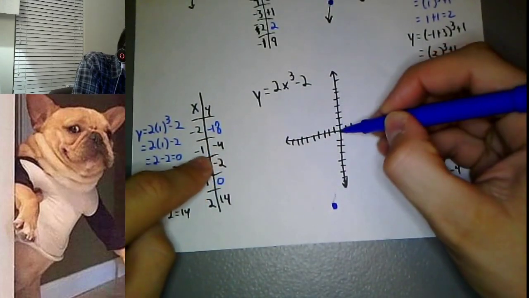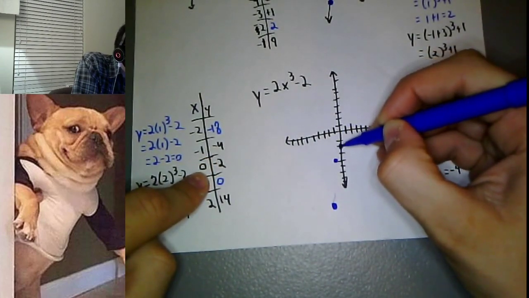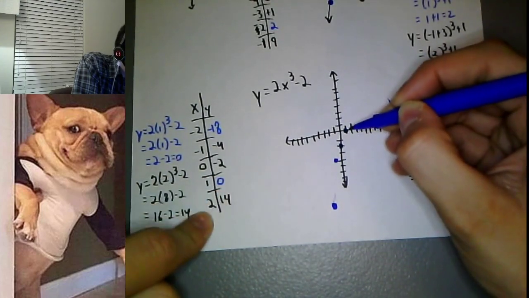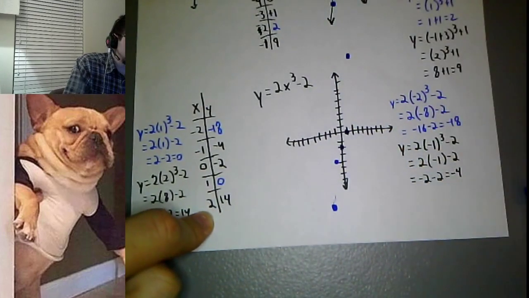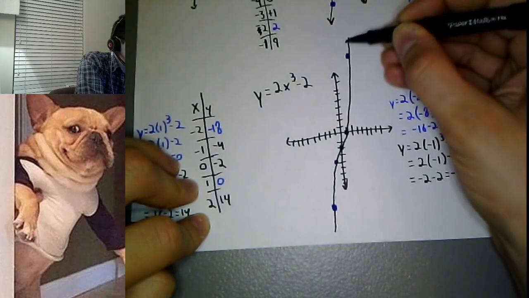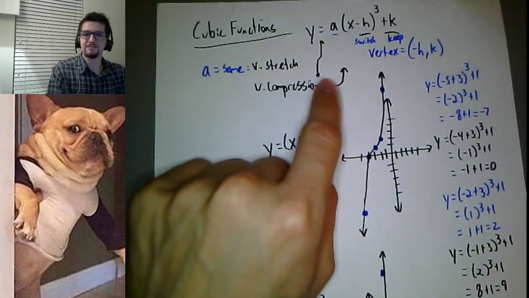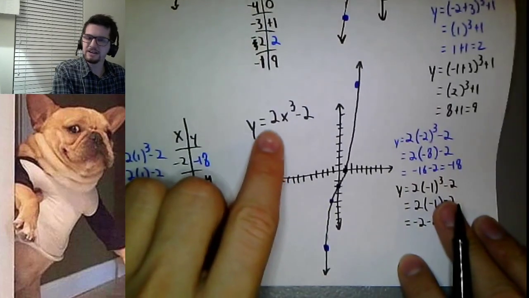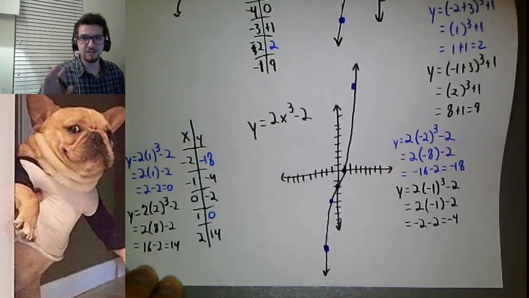Left 1 down 4. Stay put down 2. Over 1, don't go anywhere. Over 2 up 14. Over 2, it's somewhere way up here. And when I try to do this justice and trace it, you'll notice that it's really long, just like we said a vertical stretched one would be, really long and skinny. And that's because of this 2 right here, which is a vertical stretch. Okay? That's cubics. Let's move on to square roots.